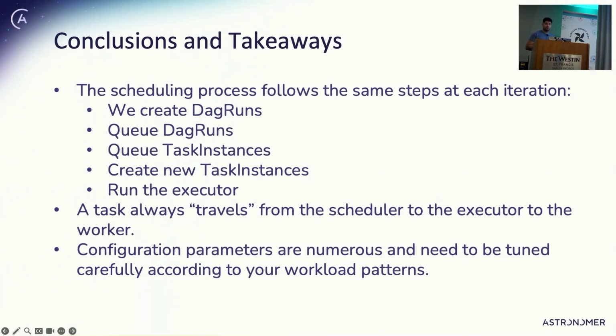As takeaways, well, the scheduling process follows the same steps almost at every iteration. We create DAG runs, we queue DAG runs, we queue task instances, we create new task instances, and then we run the executor. A task always travels or moves from the scheduler to the executor to the workers. And finally, configuration parameters are numerous and need to be tuned carefully according to your workload patterns.